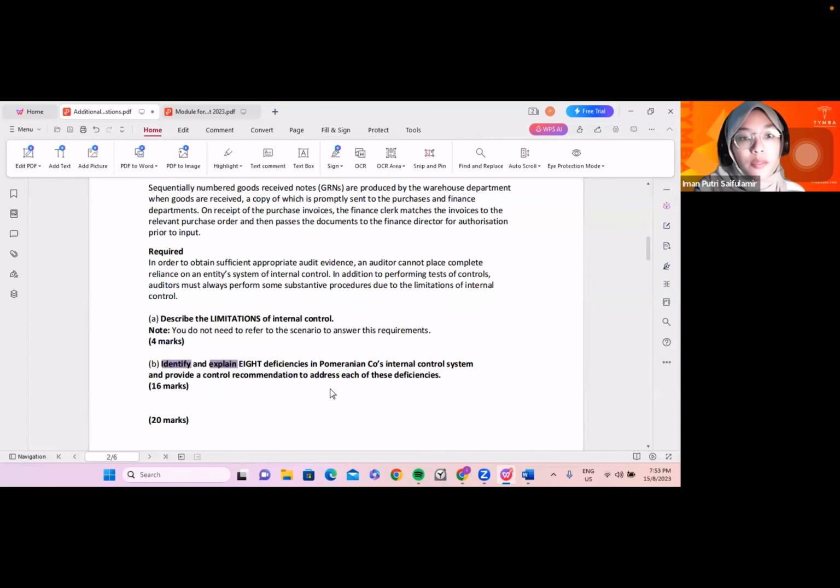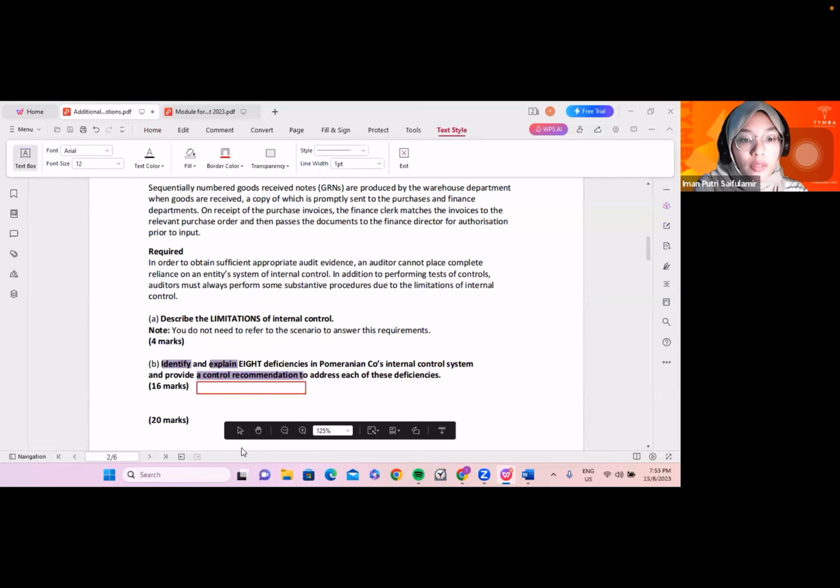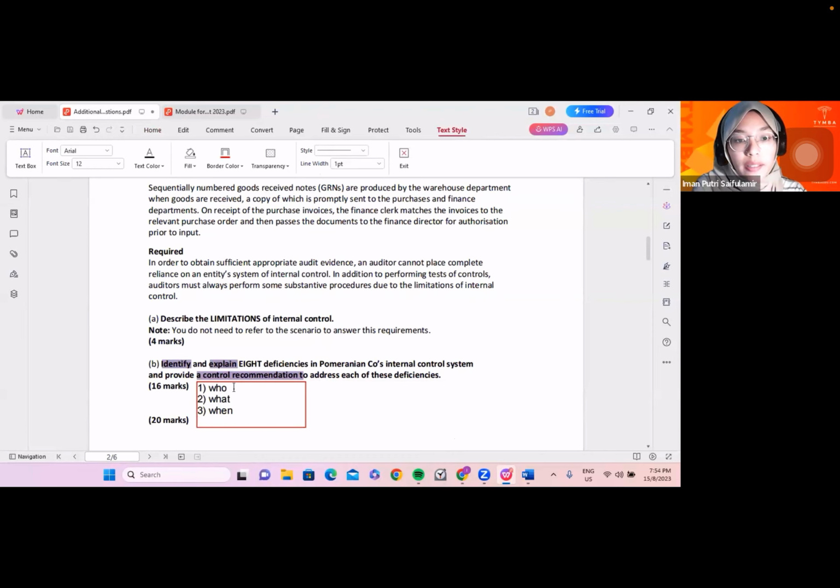So, and provide a control recommendation to address each of these deficiencies. Again, we have to highlight those 4 points, remember, guys? So we have to talk about who, what is the procedure, what, when, and then who will review this.